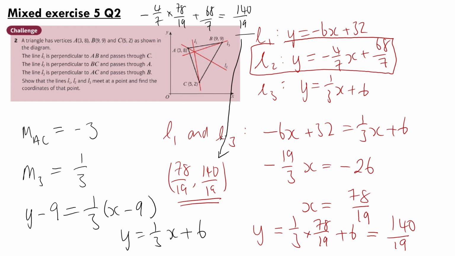So (78/19, 140/19) lies on both L1 and L3, and we've also now shown that it lies on L2 as well. So all three lines must meet at that point, which is (78/19, 140/19).